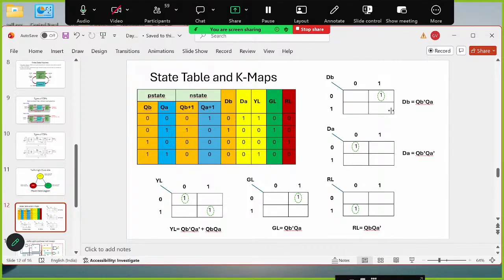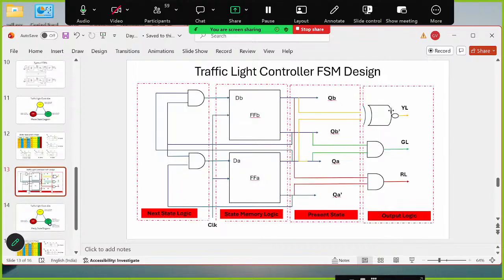Okay, FSM state machine diagram. In the FSM state machine diagram, what you need to do? This is the FSM state machine diagram. You can see over here, first of all, I need to write DB and DA flip-flop. This is flip-flop A and this is flip-flop B. I have identified DB and DA.